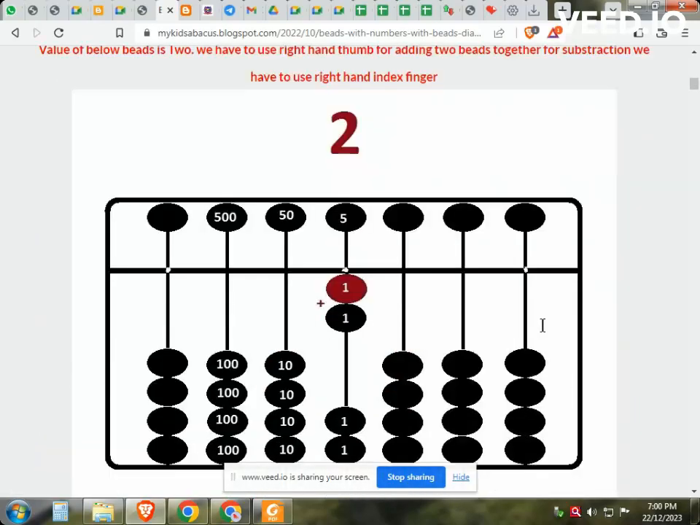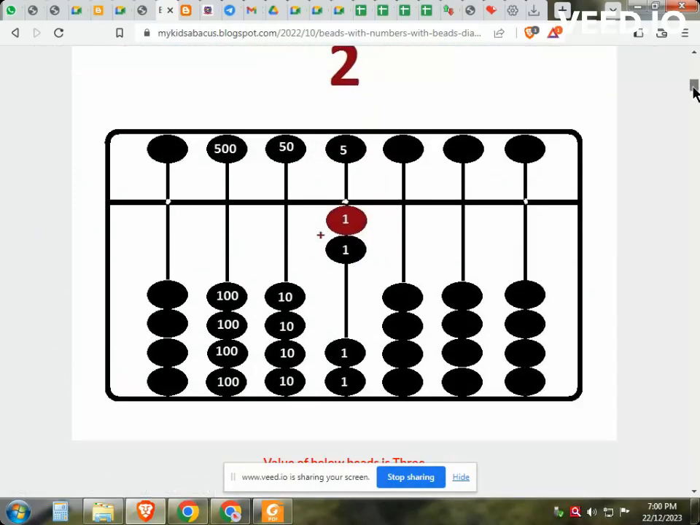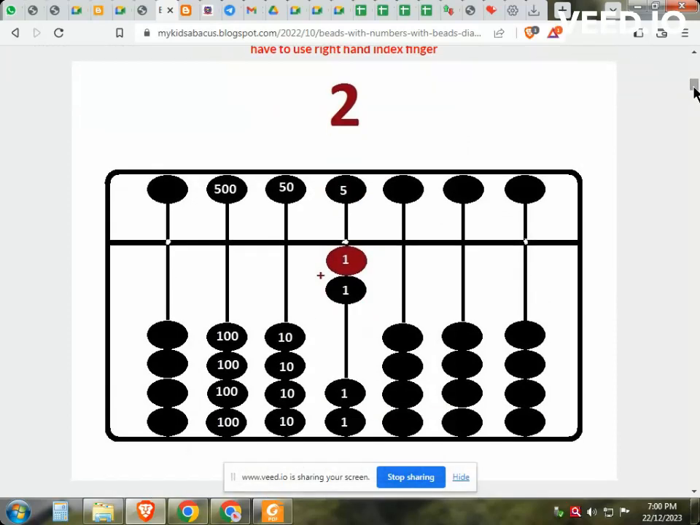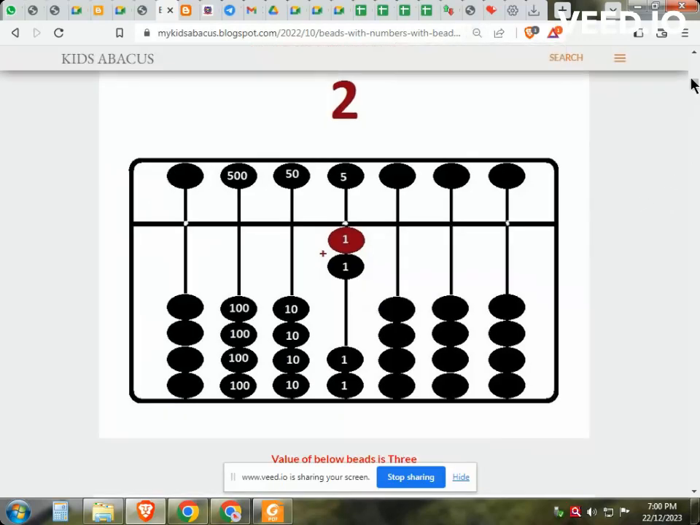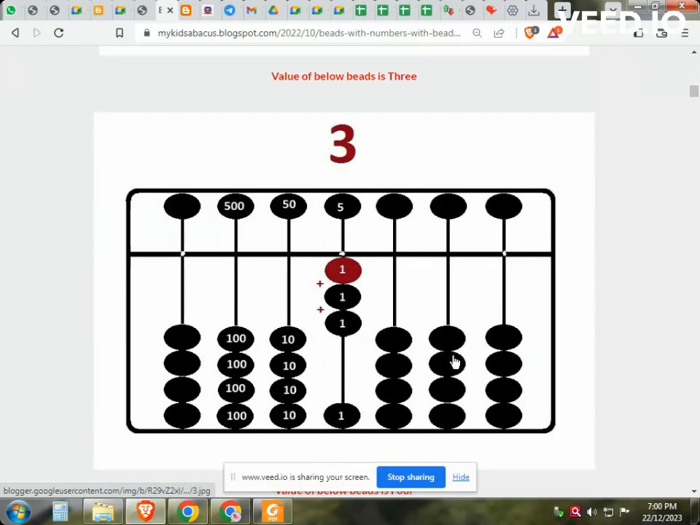Now suppose I want to add a 2, then we add a 2 like this on abacus tool. We added 2, means we have to add 2 bits together in units place for adding 2. Now suppose I want to add 3, then we add 3 bits together in units place like this.